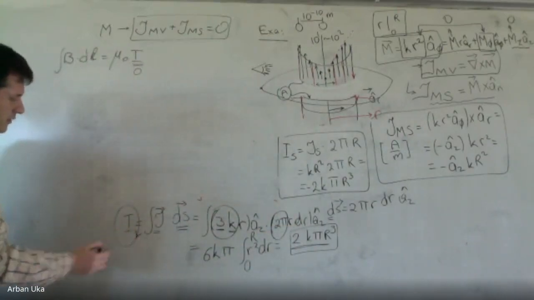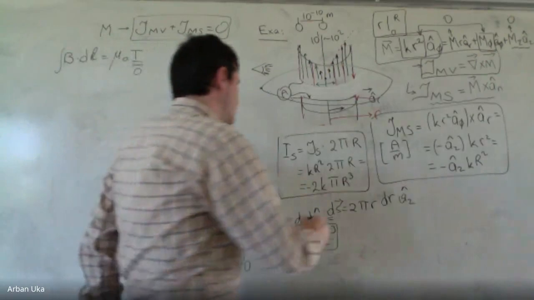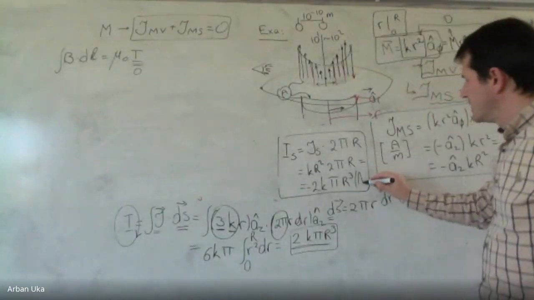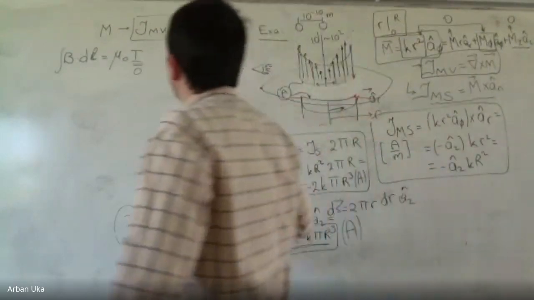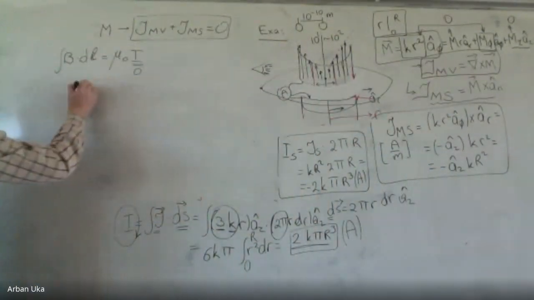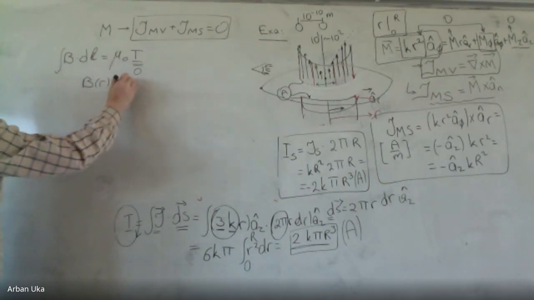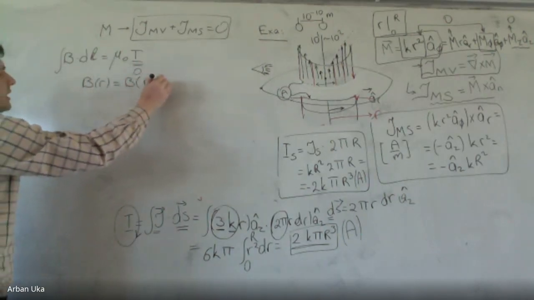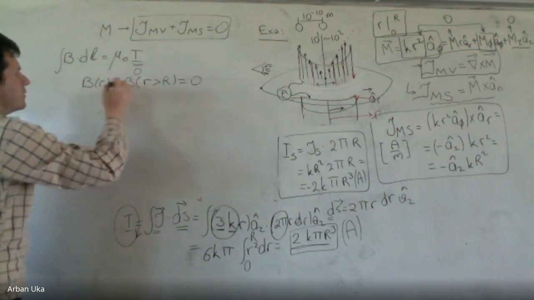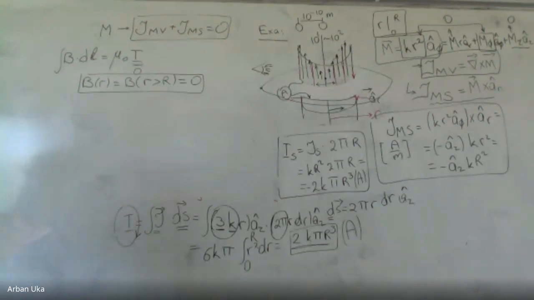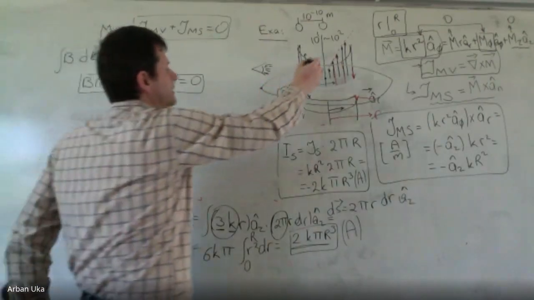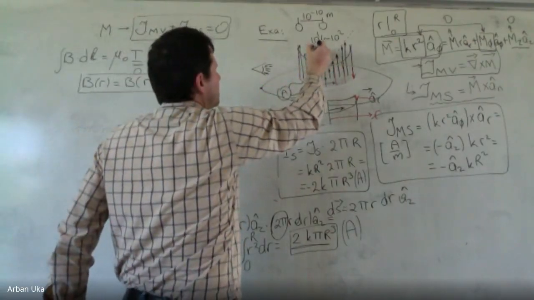Let's call this one I volume. And this quantity is measured in amperes, and this is also amperes. So this means that B for R larger than R is equal to 0. Okay, but now we also need to find what B is inside this volume here, so probably at some point around here.